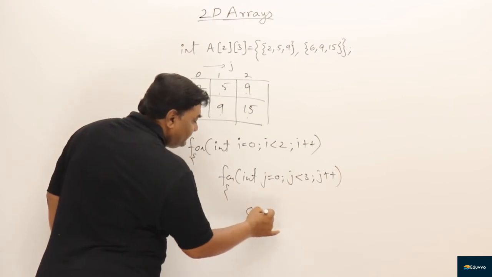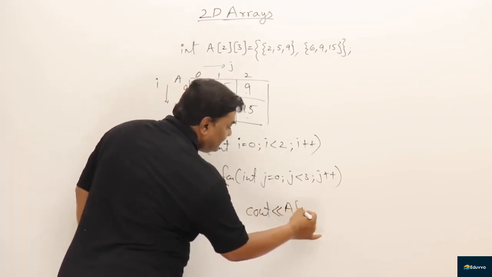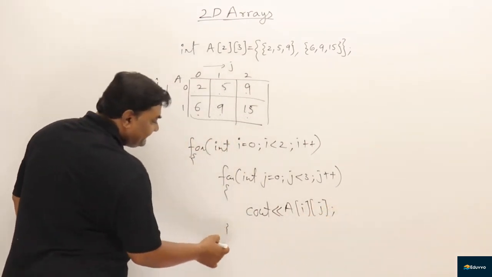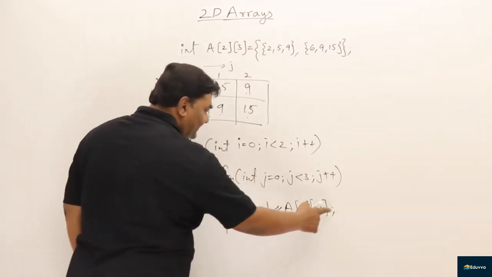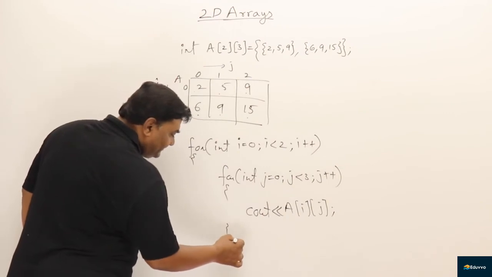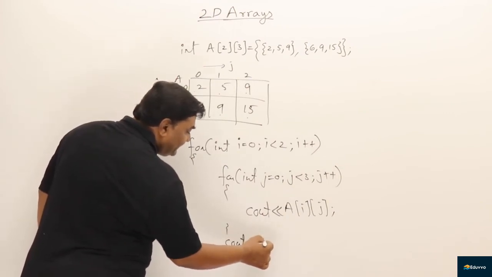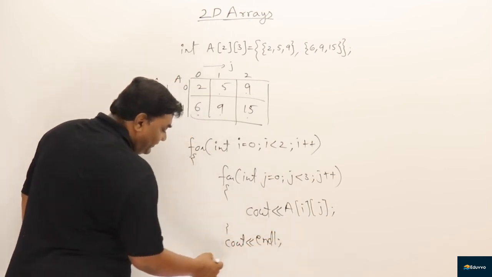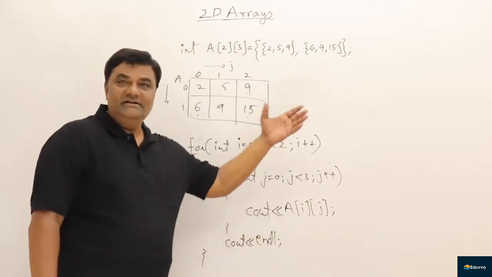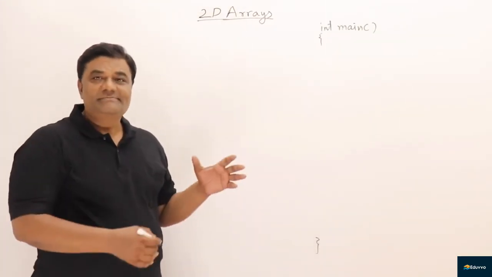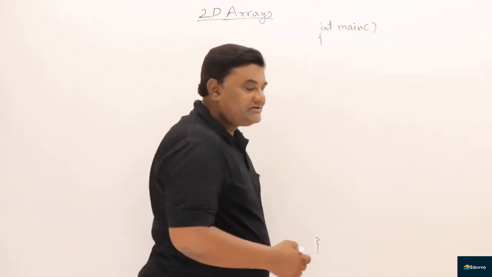So cout A of i comma j. In this way all the elements will be accessed, and here I am displaying all of them. Now one more thing: after every row I want to make a new line. So say cout endl after this. Now let me write it as a complete program and show you. I will declare a two-dimensional array and display all the elements from that two-dimensional array.